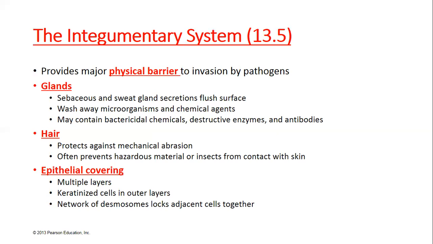The hair as well protects from mechanical abrasion, so it actually is a protective structure. And then epithelial covering. Any surface where you have epithelium, particularly multiple layers, is going to be a protective surface. Remember, in your integumentary system, one of the major tissues is stratified squamous epithelium in the epidermis. That stratified squamous epithelium is multiple layers, upwards of 30 layers sometimes, of squamous cells. So that can create an actual physical barrier. Physical barriers are one type of innate or non-specific immunity. It's just a protective layer.